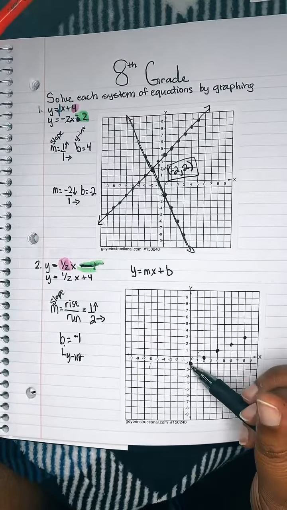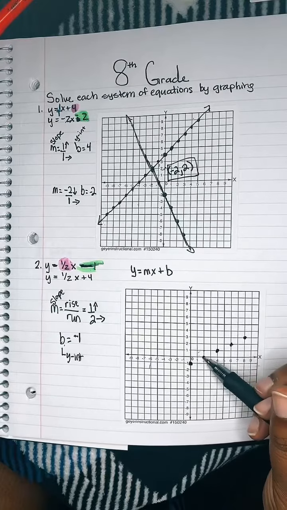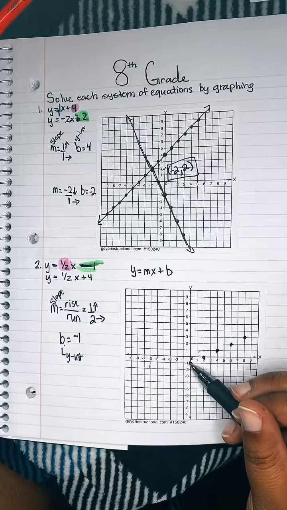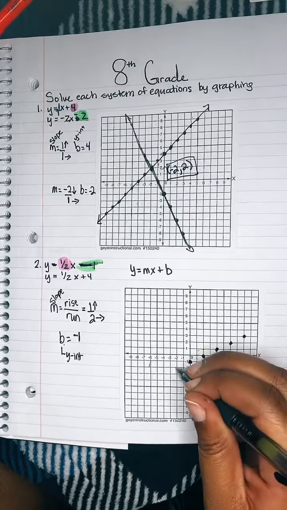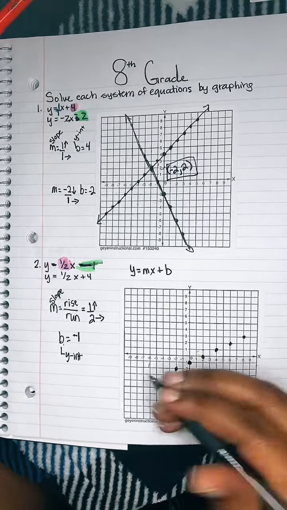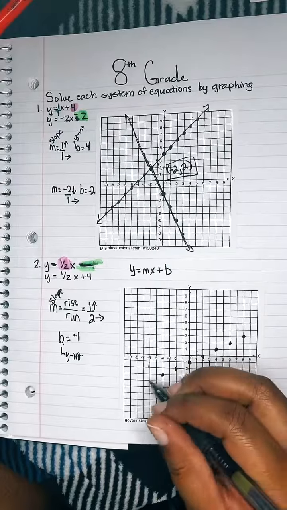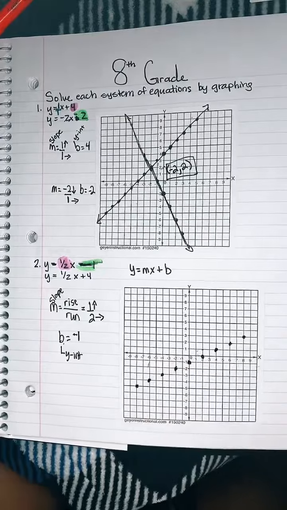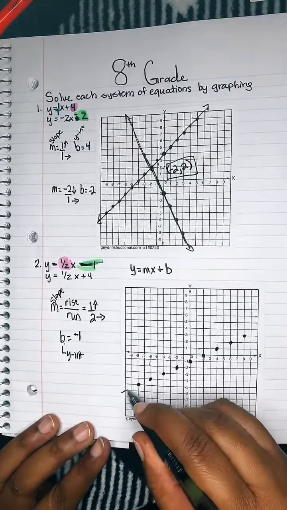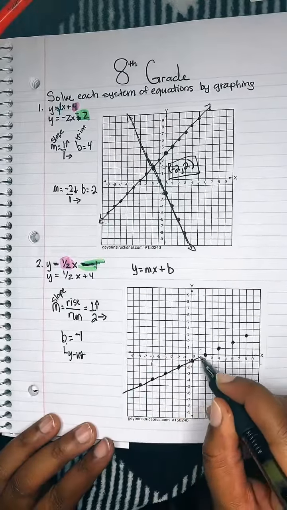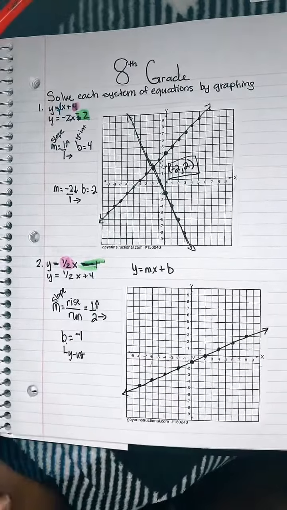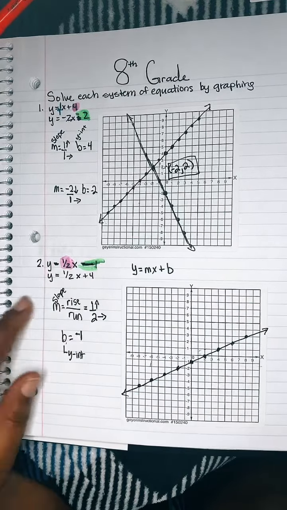Okay. Now, to get the other half of my line, I have to go the opposite direction. So I'm going to go down 1 and run to the positive 2. Down 1 and run to the positive 2, and keep on going. Okay. Now, this is my first line, right here. That's just the first line that we graphed.